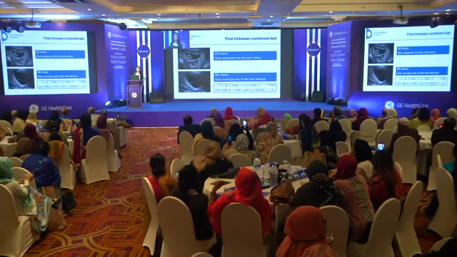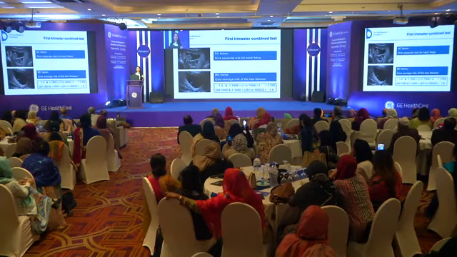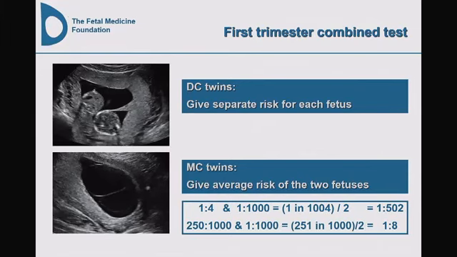Let us say that we have one baby with very much increased nuchal translucency, and the risk for this baby is 1 in 4, and the other baby has a nuchal translucency within the normal range, less than the 95th percentile, and the risk for this baby is 1 in 1,000. Then the risk for that pregnancy will be 1 in 8. So bear in mind, it is the average risk for chromosomal abnormalities in monochorionic twins.